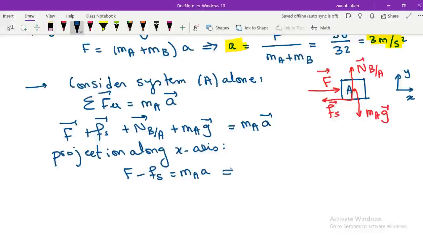So if I have to find Fs, I will get Fs equals F minus MA times A. Okay, I will substitute at the end. Let's now project on the y-axis.